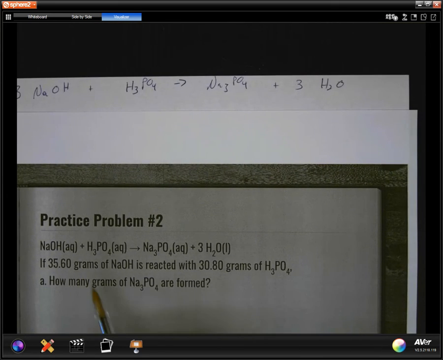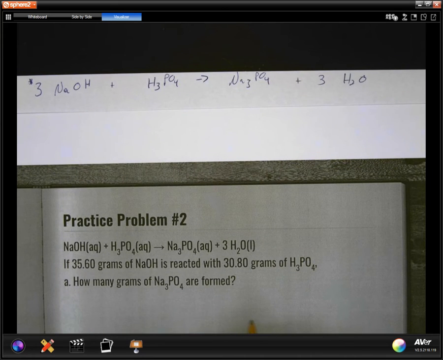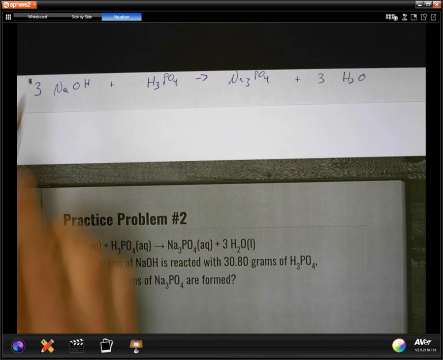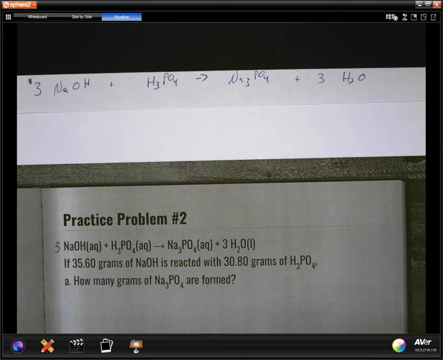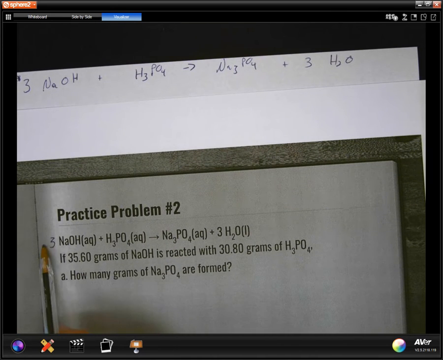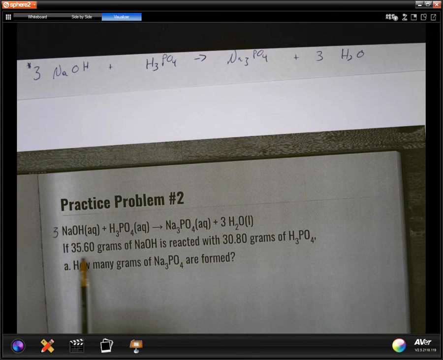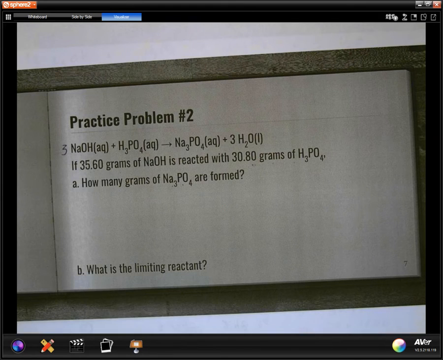So on this other problem, we have the chemical equation already written out for us. However, there is a small typo here. There should be a 3 here that I left off on the note. So go ahead and fix that real quick. So as I look at this problem, I gave you the balanced chemical equation already. And then I ask if 35.60 grams of sodium hydroxide is reacted with 30.80 grams of hydrogen phosphate, how many grams of sodium phosphate are formed? And then also, what is my limiting reactant?